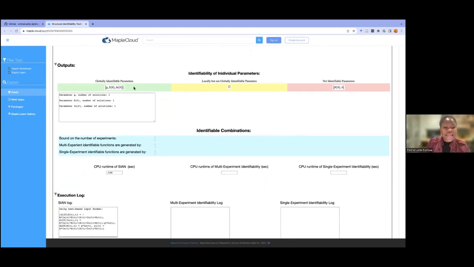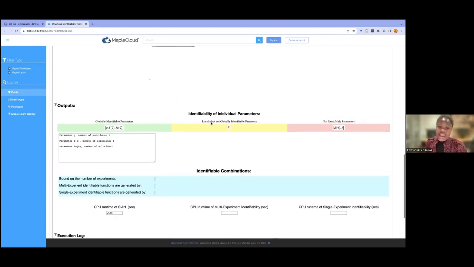So globally identifiable parameters are in the green rectangle here. We see that there are no locally identifiable parameters, but there are non-identifiable parameters: the initial condition for my recovered state, which here I'm also assuming is a parameter, since I don't know how many people are recovered by time 0, and also the transmission rate is non-identifiable.